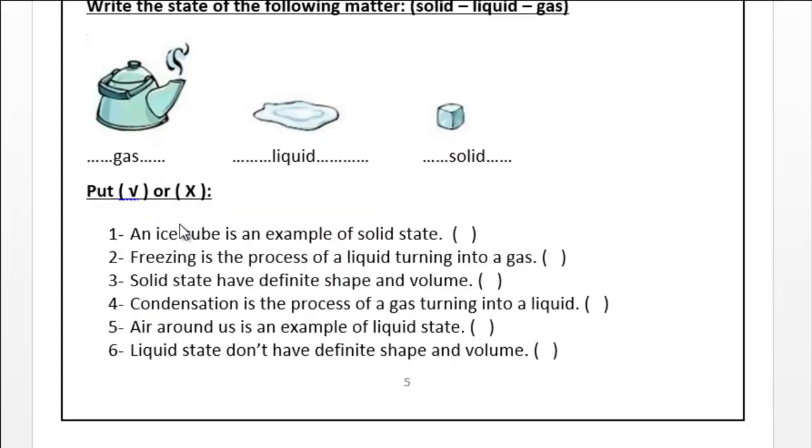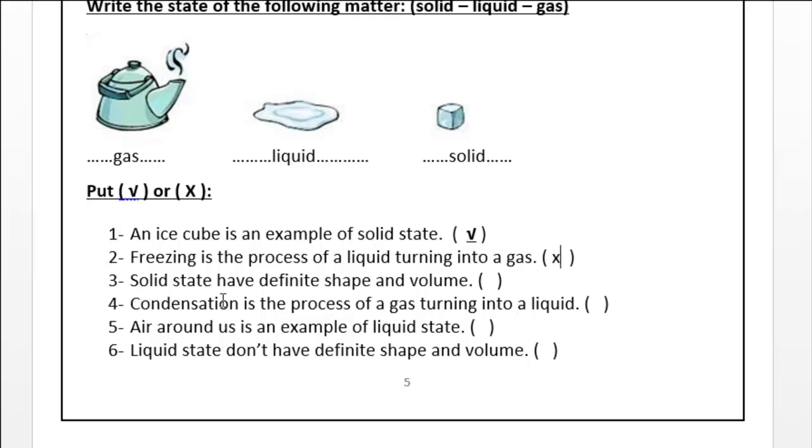Put true or false. An ice cube is an example of solid state. Yes, that's right. The ice is a solid. So it will be true. Freezing. Freezing is the process of a liquid turned into a gas. No. Freezing is from a liquid into solid. Yes, that's right. So it will be false.